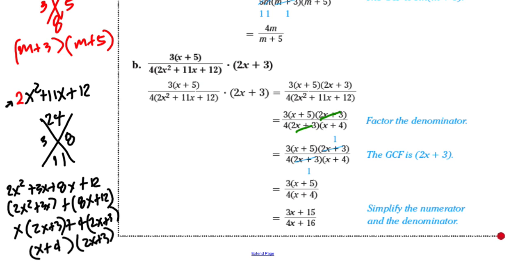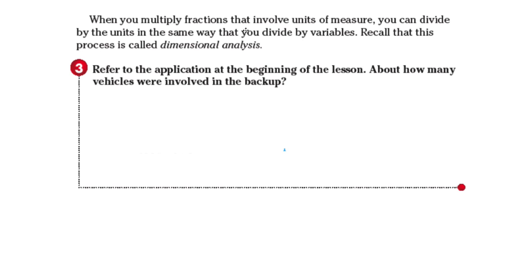Okay, and let's take a look at the last example. When you multiply fractions that involve units of measure, you can divide by the units in the same way that you divide the variables. Recall that this process is called dimensional analysis, and we discussed this in the past. So let's take a look at the beginning of the lesson and answer what we started with in terms of the question about the estimated number of cars that were backed up on the freeway. So this is what we're asked to solve.